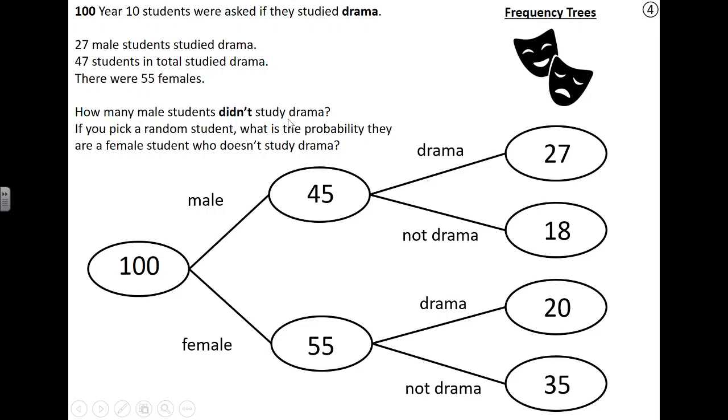How many male students didn't study drama? So male, not drama, is 18. If you pick a random student, what is the probability that they are a female student who doesn't study drama?